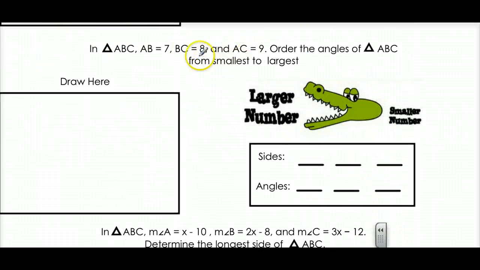Okay, once again, we have a similar problem. In triangle ABC, AB equals 7, BC equals 8, and AC equals 9. Order the angles of ABC from smallest to largest.